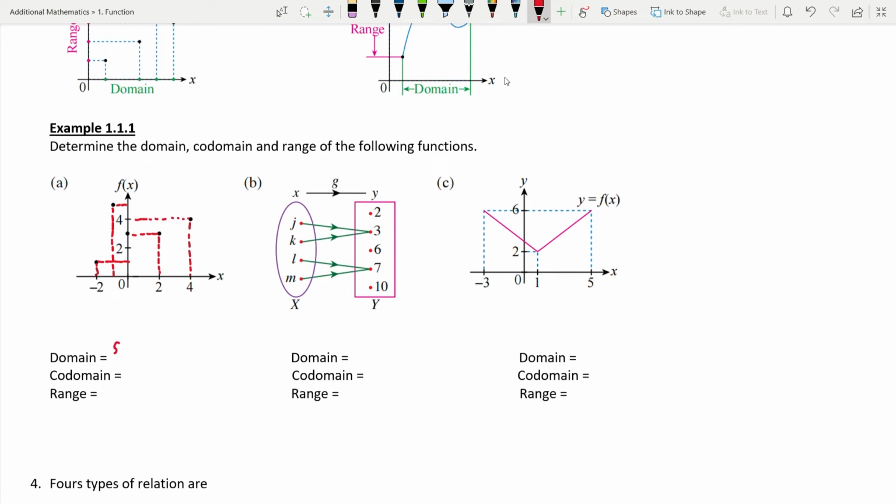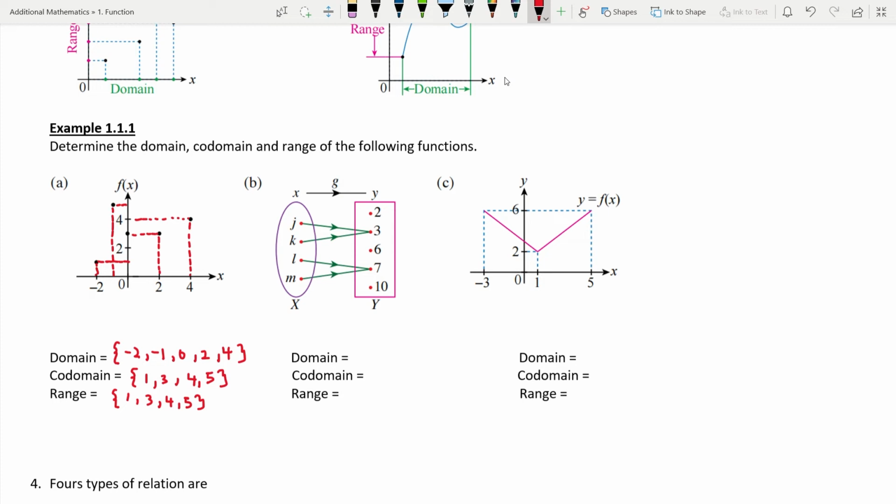The domain is the x values. We have negative 2, negative 1, 0, 2, and 4. For the codomain, we will have the y values, which are 1, 3, 4, and 5. Range is the images that are linked to the objects. In this case, our range will be the same as our codomain. We have 1, 3, 4, and 5.